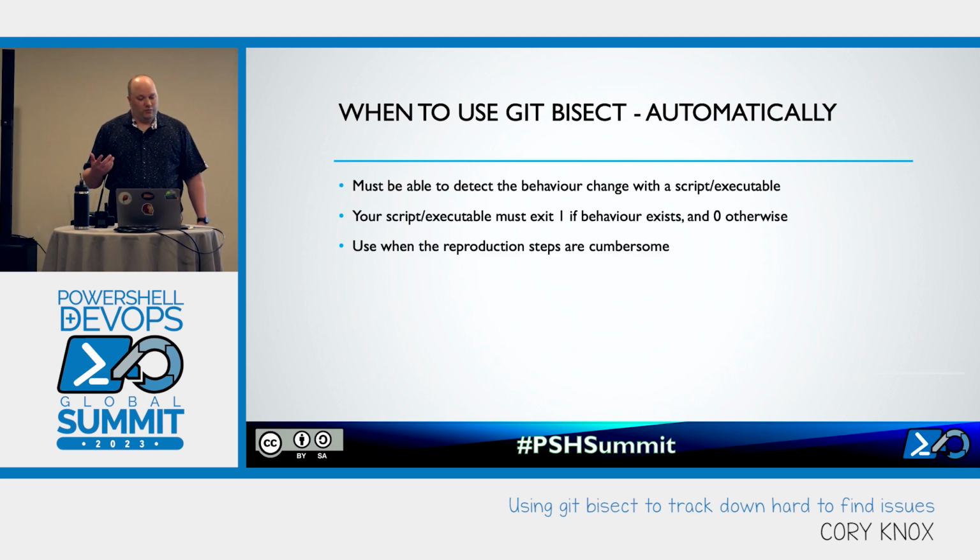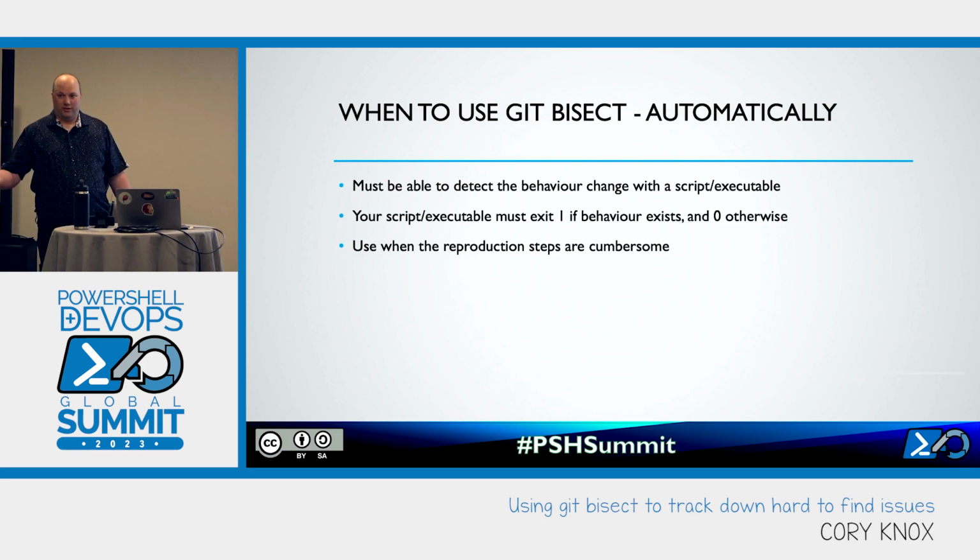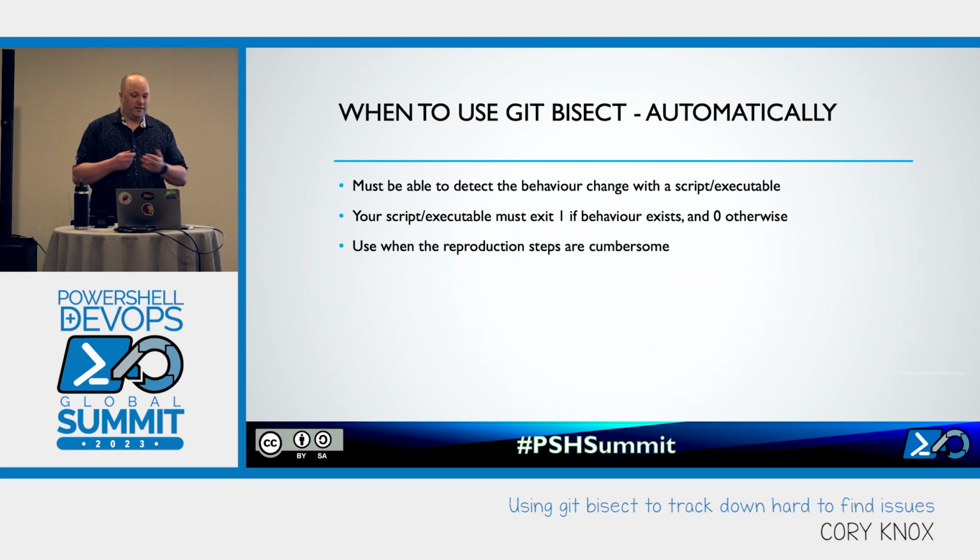It's also good to use it when reproduction steps are cumbersome. In the case of the Chocolatey bug that I was trying to track down, at that time I needed to build Chocolatey, copy that over to a Windows 7 system that had PowerShell 2. Then I had to try and install it to figure out whether the issue was there or not. And then I had to revert my VM because I had changed it, and keep repeating the process.